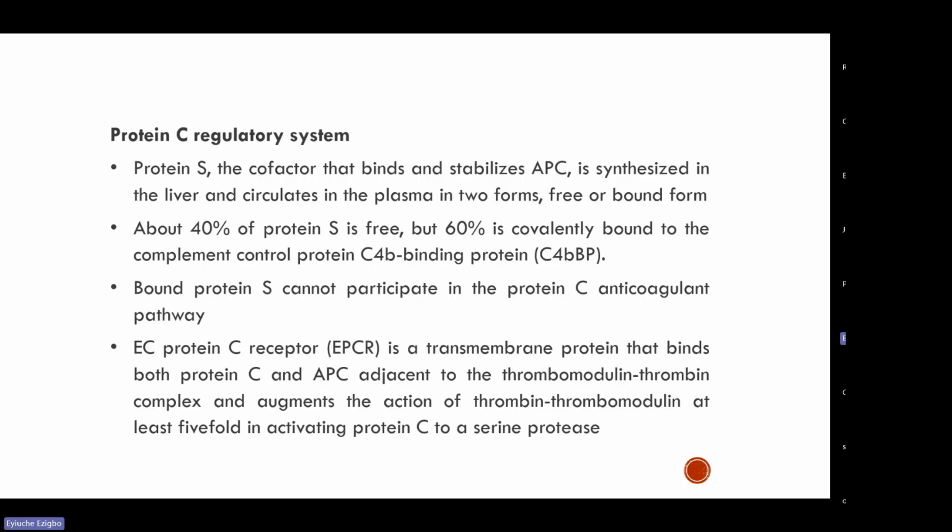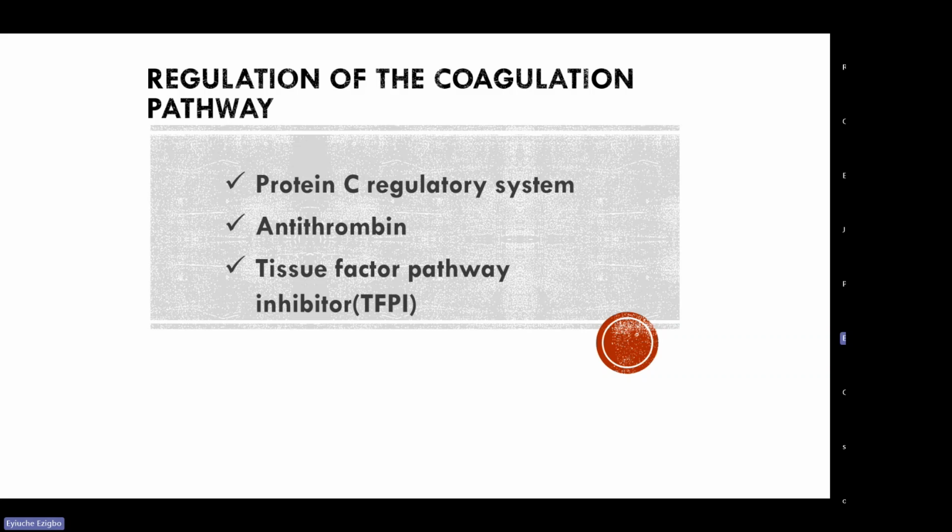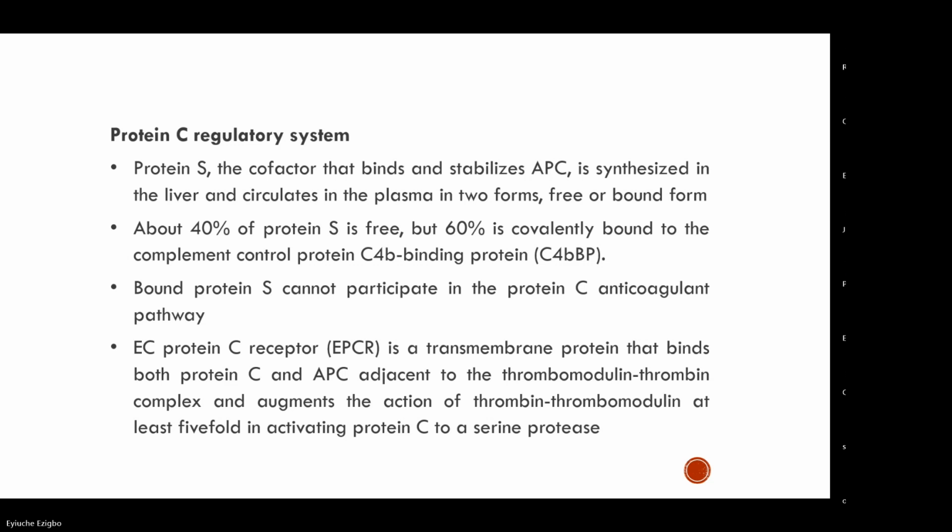So we are going to discuss three major pathways of this. We have the protein C regulatory system. We have the antithrombin. We have the tissue factor pathway inhibitor mechanism of regulating blood coagulation.